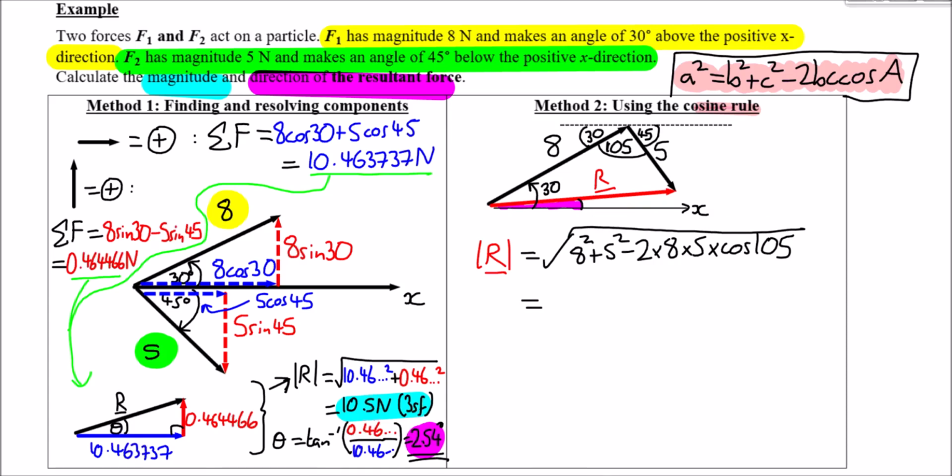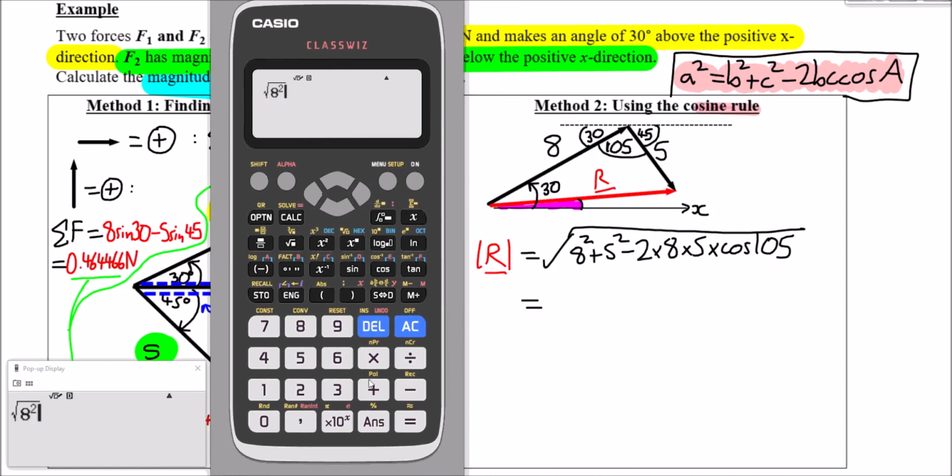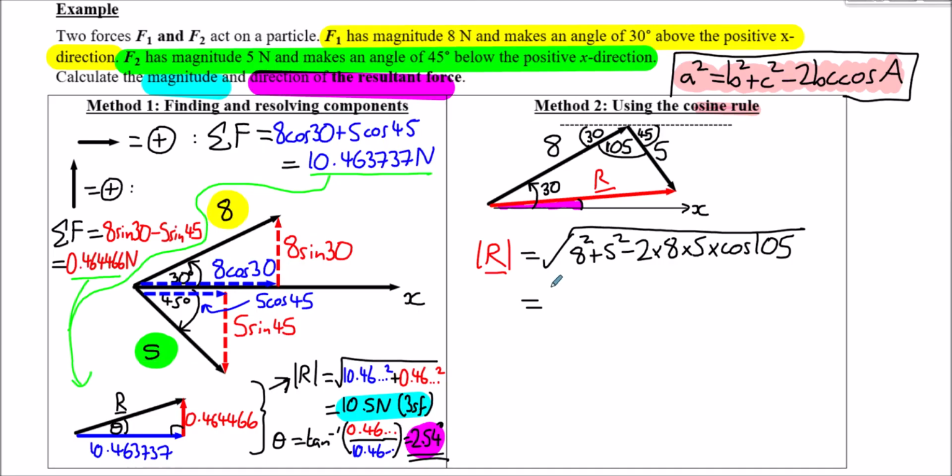And that's going to give us, well, let's see what it gives. So square root 8 squared plus 5 squared minus 2 times 8 multiplied by 5 multiplied by cos 105 gives us, again, 10.47, and again that rounds to 10.5 newtons as we had from before, which shouldn't surprise us. It should be the same, but it's just nice to see that different methods do agree, just to validate that each method is correct. So 10.5 newtons, again that's to 3 significant figures.